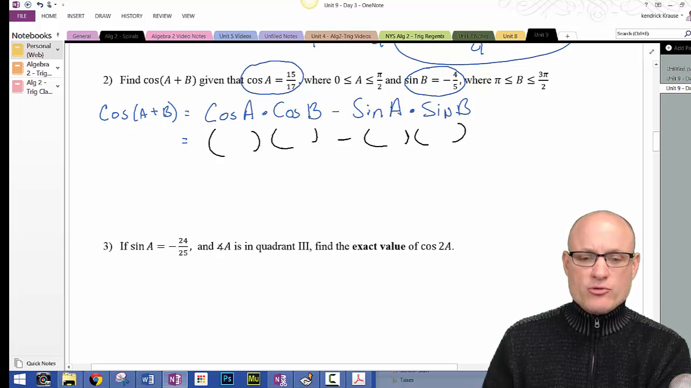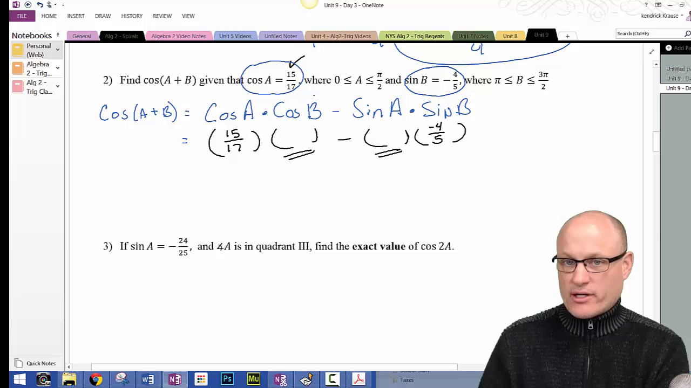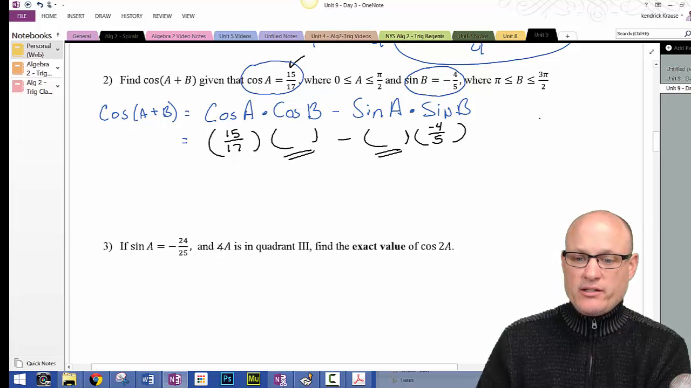Now, I know two of these. I know this one. The cosine of A is 15 over 17. I also know that the sine of B is negative 4 over 5. I don't know if you guys can hear my dog barking upstairs. She's crazy. But I don't know this one, and I don't know this one, and you can't use these. So many people are still trying to use those. You can't use those. What you need to do is come over here.